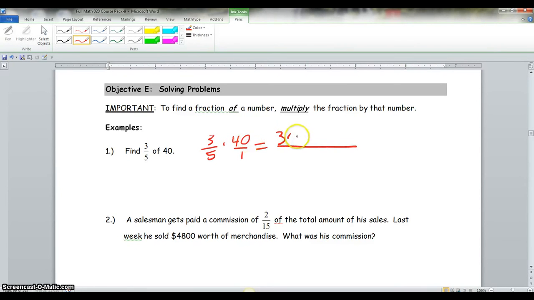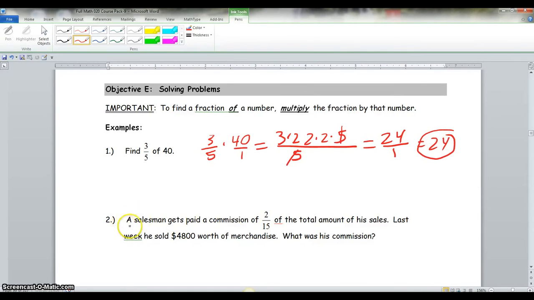3 times 40 breaks down to 3 2's and a 5. And then we know the prime factorization of 5 is 5. And we don't need to write the 1 here. So these 5's simplify out. And then we will have 24 over 1, which is 24.